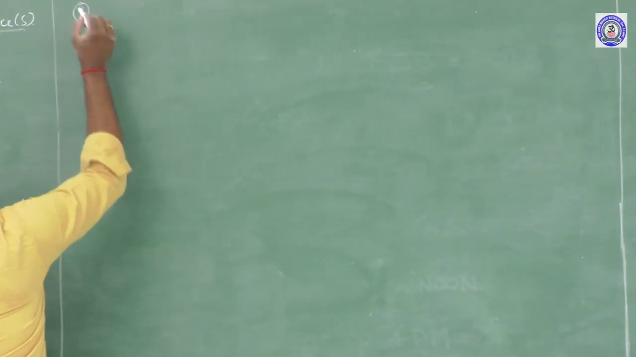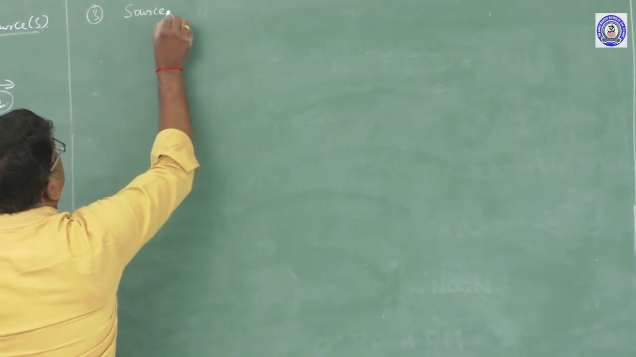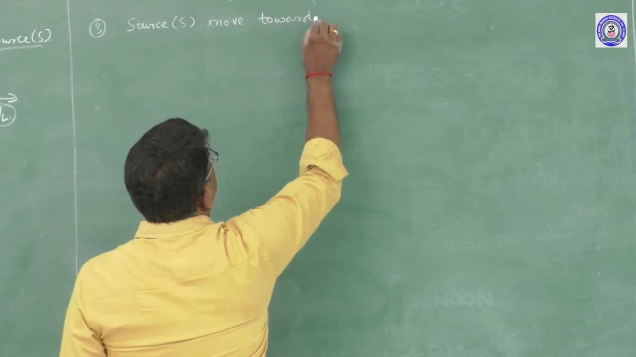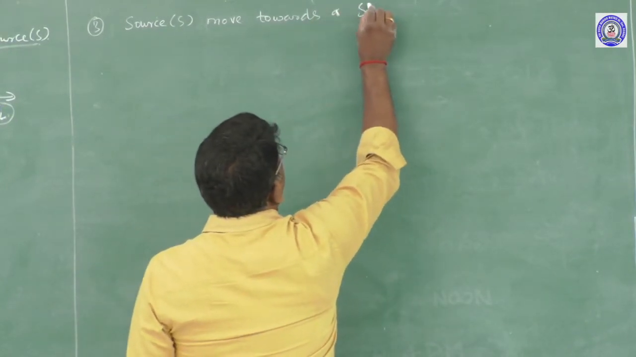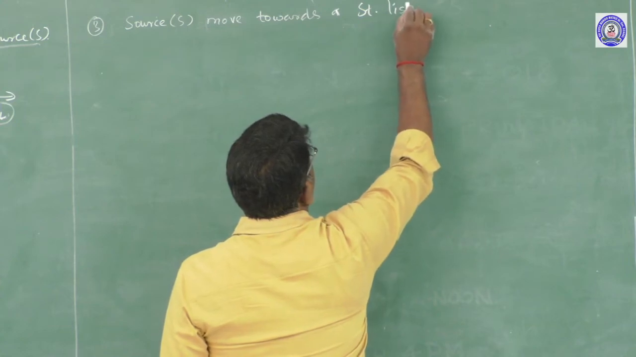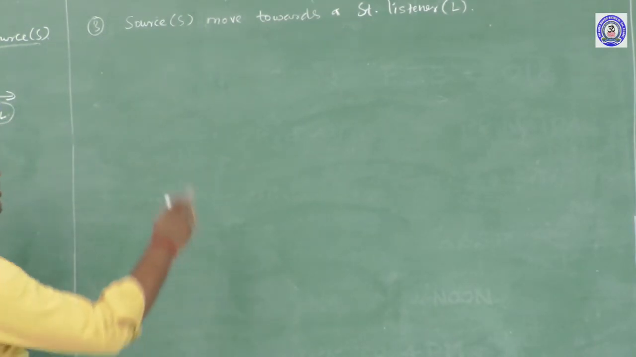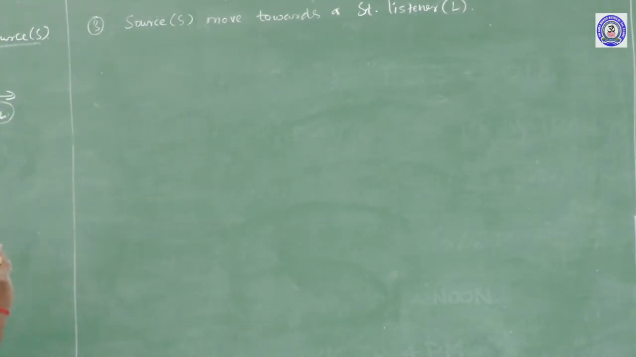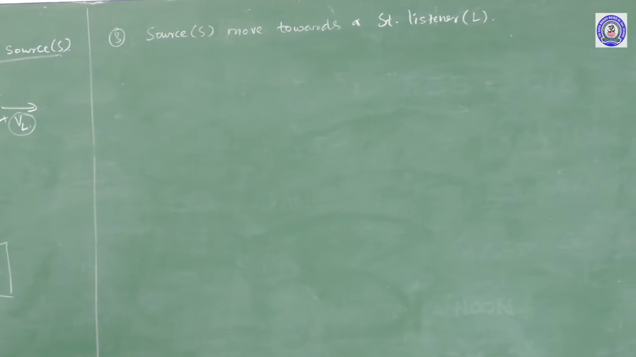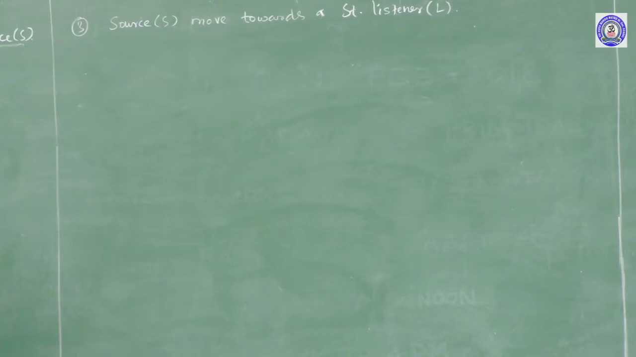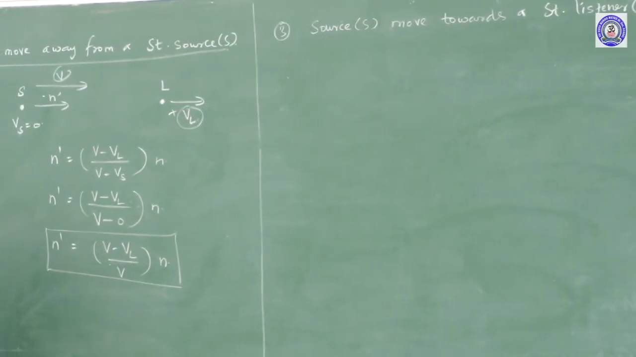Third case: source moves towards a stationary listener. In the first two cases, the source is stationary and the listener moves towards the source and away from the source. We obtain two formulas of apparent frequency. In the first case, n prime equals (V plus VL) divided by V into n. In the second case, n prime equals (V minus VL) divided by V into n.